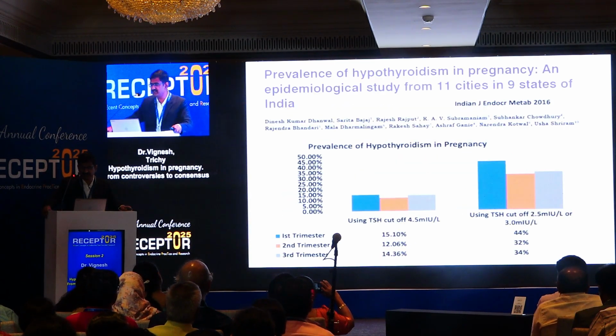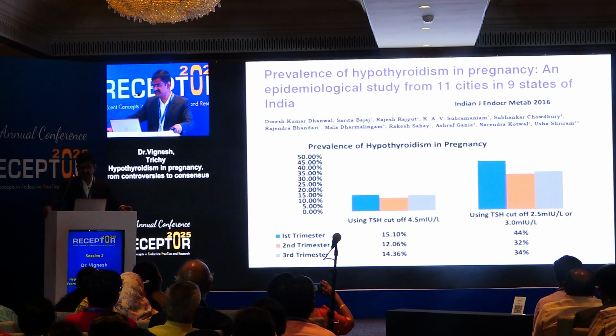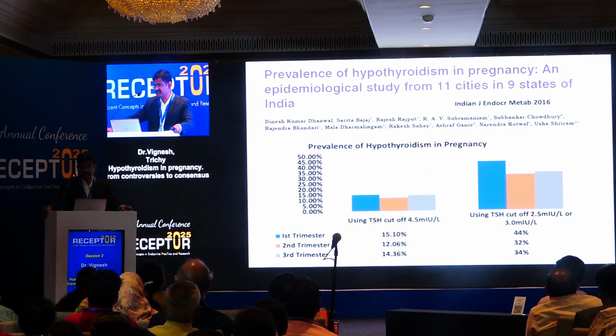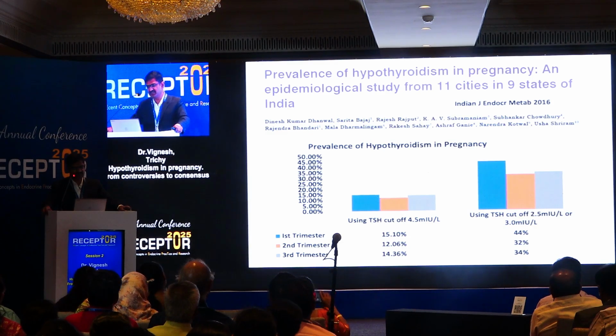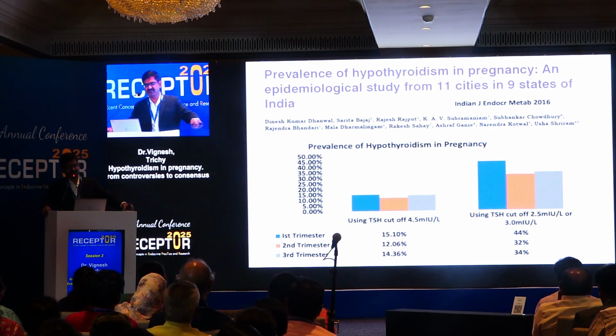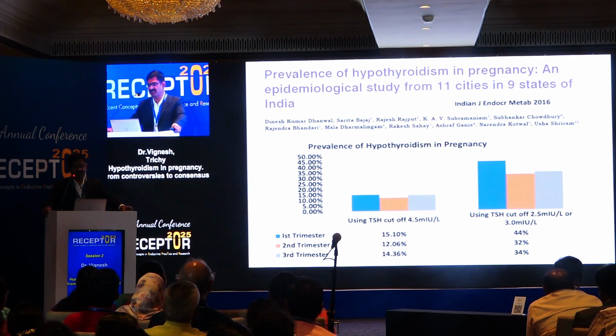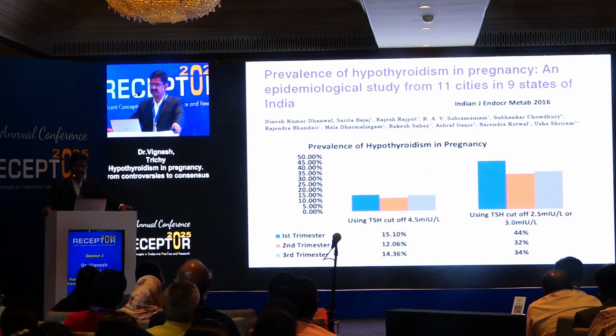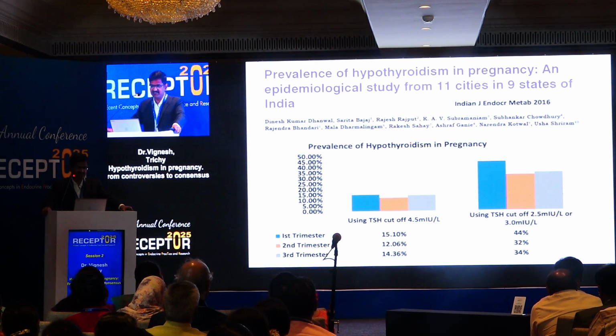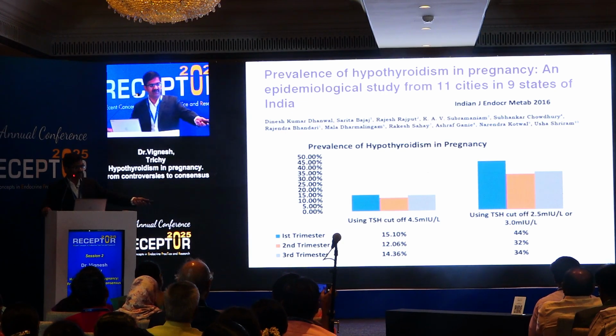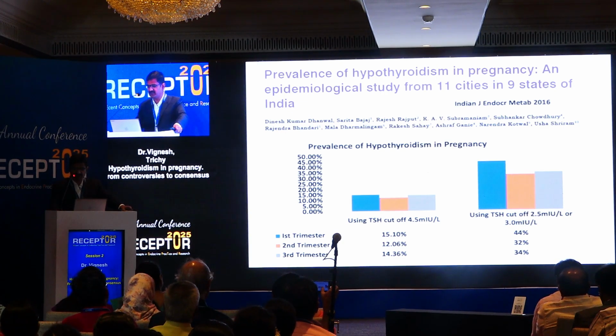So how common is it in the Indian scenario? There are various studies done across 9 states. This is a tertiary care referral study. Initially, before 2017, the American Thyroid Association had a guideline of a TSH cutoff of more than 4.5 as abnormal. Going by that cutoff, nearly 10 to 15% of women were diagnosed hypothyroid during pregnancy. But later, in 2017, the guidelines were changed, where they brought down the cutoff to 2.5 to 3, and there was a linear increase in the hypothyroidism diagnosed in pregnancy.